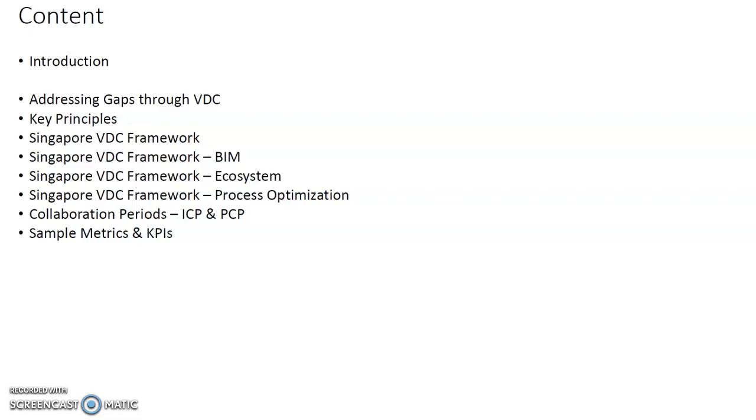The first area is the use of technologies, of which BIM is the one that forms the backbone. And we will also look into the area of people, which we call the ecosystem, and the area of processes. We want to optimize the various processes that the different stakeholders use in their day-to-day work in the project, so we call it the project optimization. And we'll look at the collaboration periods, and I'll show you some sample metrics and key performance indicators.